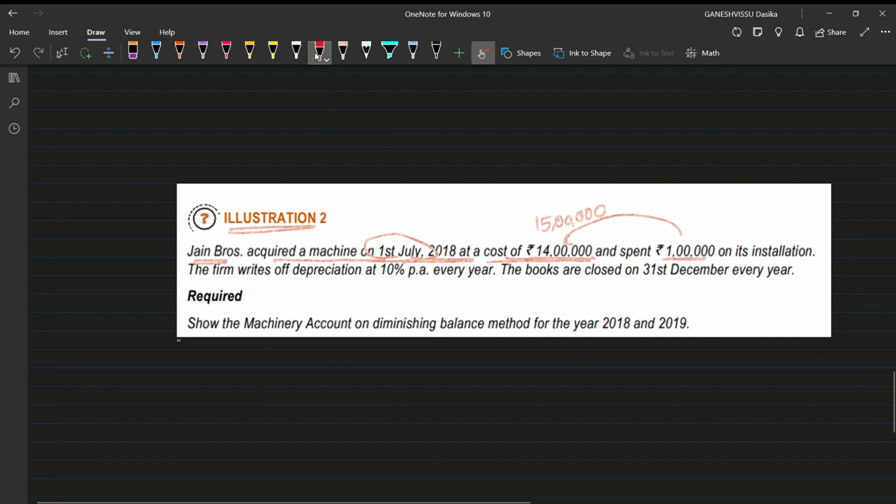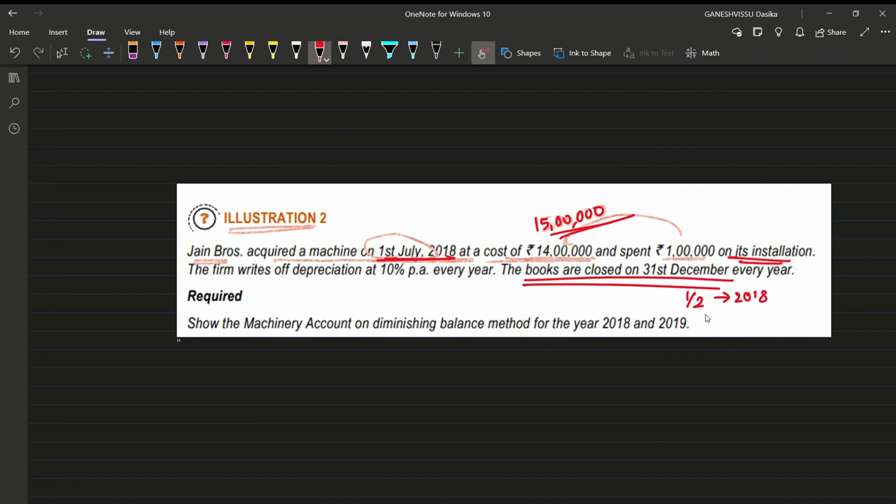I'll write it separately. So this is 15 lakh rupees. This is the total cost of the asset, and it has been purchased on 1st July 2018. So if the books are closing on 31st December every year, for half year only the depreciation will be charged for 2018, and from next year onwards we are going to charge the amount of depreciation evenly. I think you have understood. Okay, now let us see.